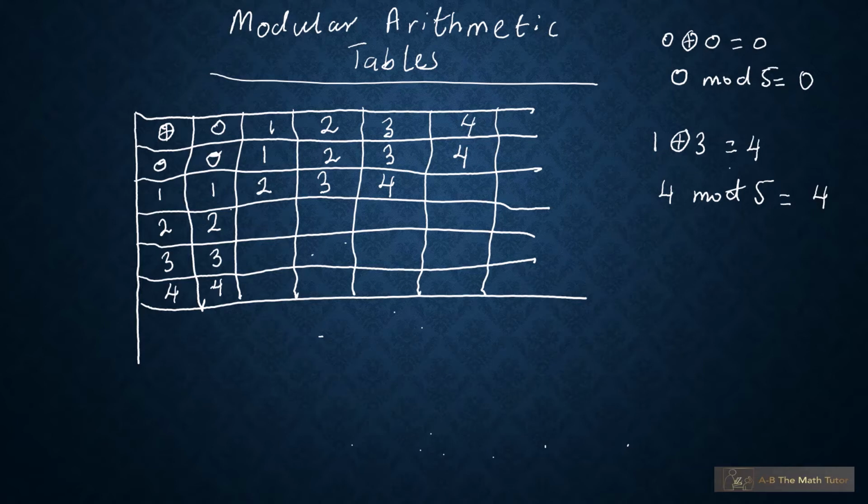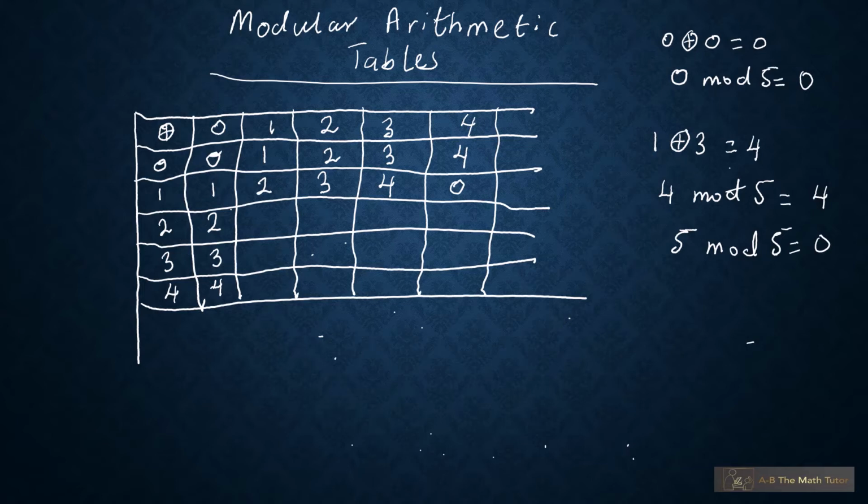1 plus 4 is 5, and 5 modulo 5 is 0, because 5 divided by 5 will be 1 remainder 0. So the remainder is our focus, as we've discussed earlier. So we have 0 here.